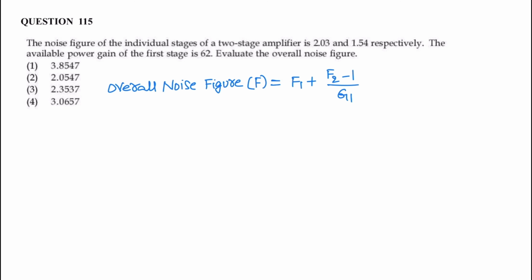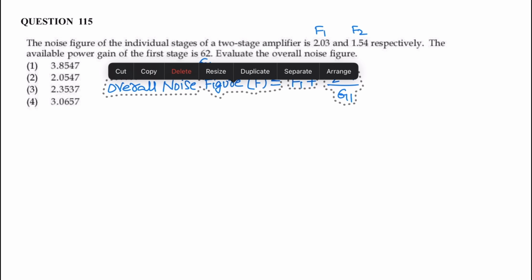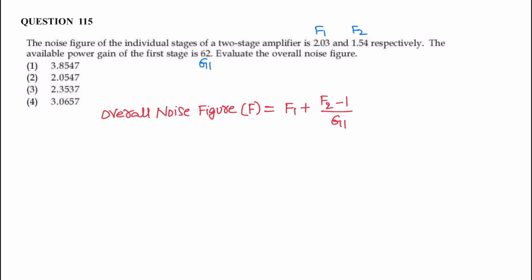So here, the noise figure of the individual stages are 2.03 and 1.54. F1 and F2 are given. The available power gain of the first stage is G1, and its value is 62. Then the overall noise figure of the system is F equal to F1 plus (F2 minus 1) by G1. Substitute the given values: F1 is 2.03, F2 is 1.54 minus 1, divided by 62.